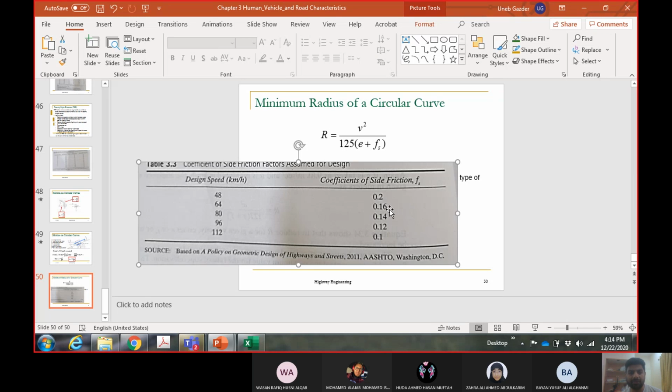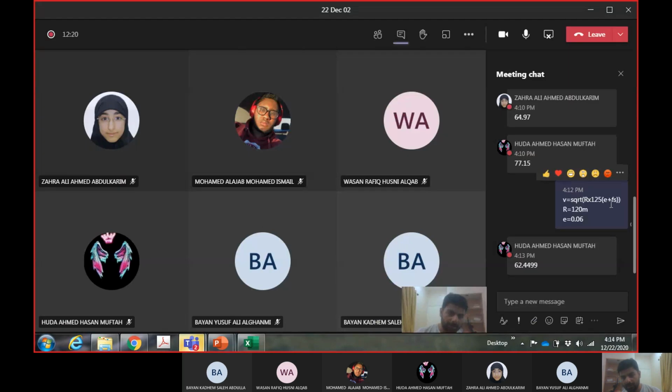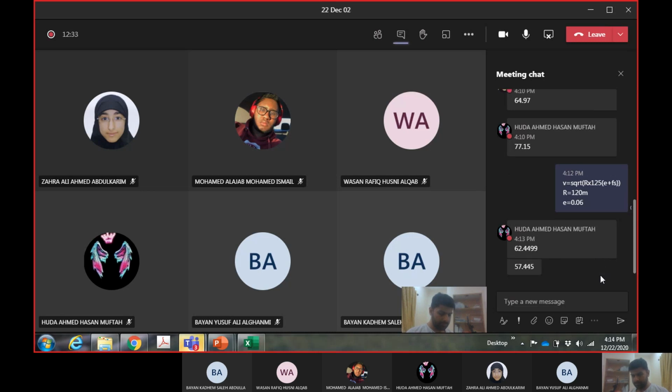So now I will take the value of Fs to be 0.16. Now in the same equation, put Fs 0.16 and tell me how much speed you get. Instead of 0.2, now we put 0.16 and tell me the value of the speed. Everything else will remain the same. 57.44. Again, everything is in kilometers per hour.